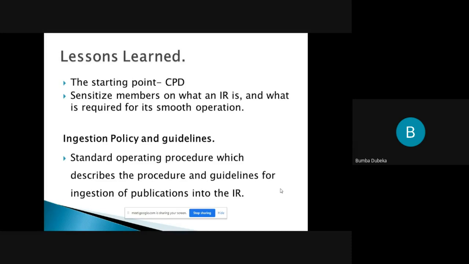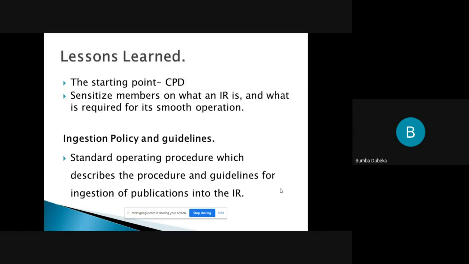So I think the starting point would be having a CPD, as regards sensitizing the members on what an institutional repository is and what is required for its smooth operation. Because in our case, I noticed that not everyone of us was really conversant with the processes, and not everyone was really conversant with what needs to be done. So having a CPD or maybe frequent sessions with the people involved on what is required about an institutional repository.